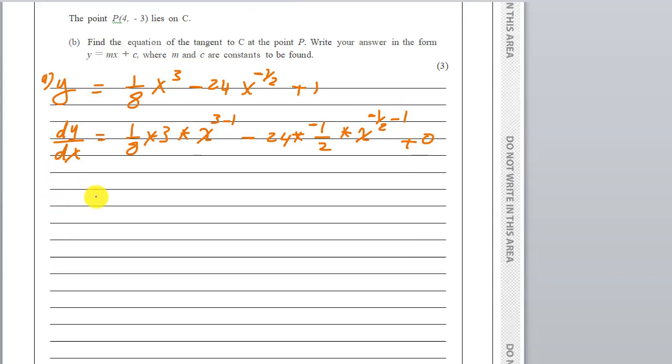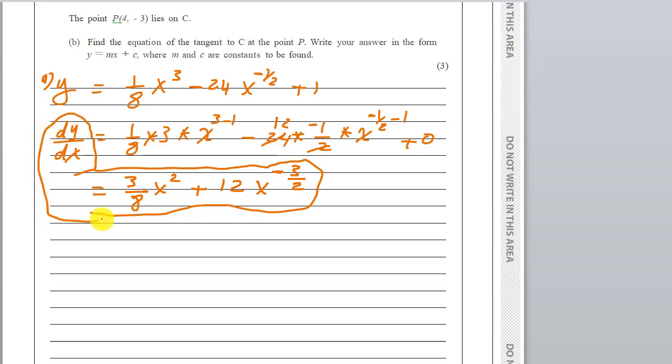So dy by dx is equal to 3 over 8 x squared, minus minus plus, and this one plus this one is equal to 12. So plus 12x power minus 3 over 2, which is minus 1.5. And this is the answer of dy by dx. Okay? This is the answer of the question.